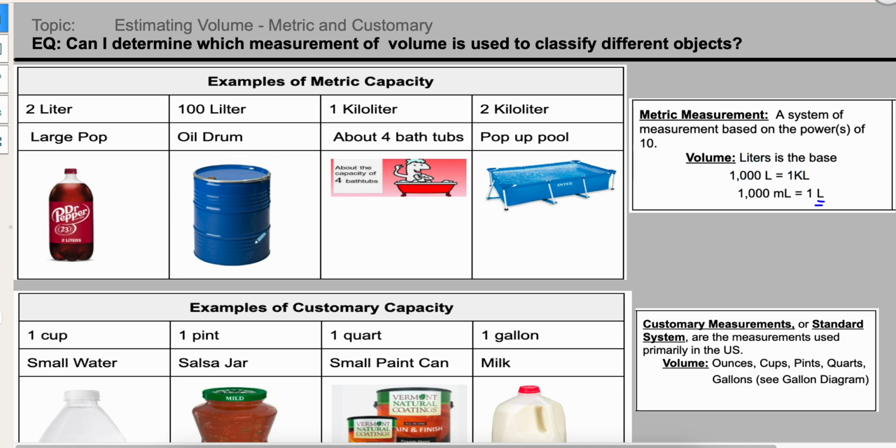So here are some examples that you might see. Oops, there's a spelling error here. But you might see we would have a large pop is a 2-liter pop, not necessarily one that you would just be walking around with. However, it's a large one. Our bathtubs are about 1 kiloliter is about 4 bathtubs full, and 2 kiloliters is about a pop-up pool size.